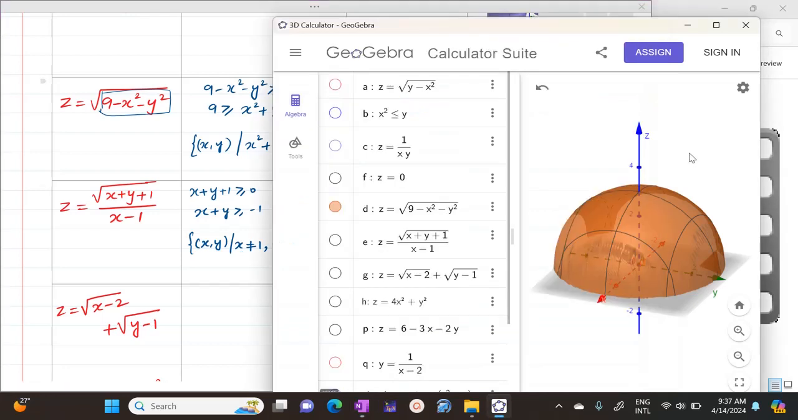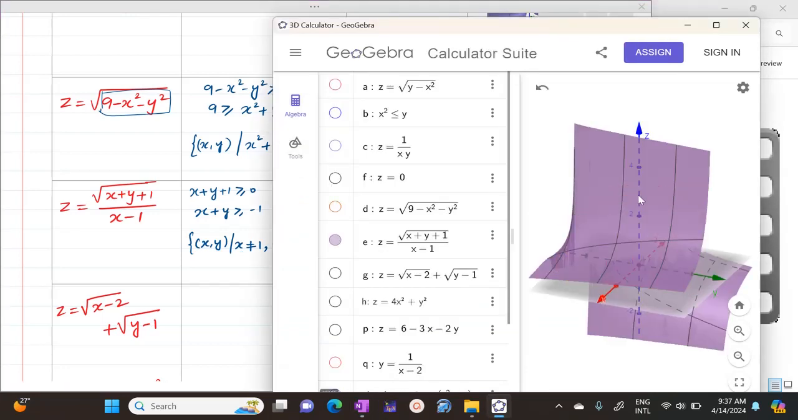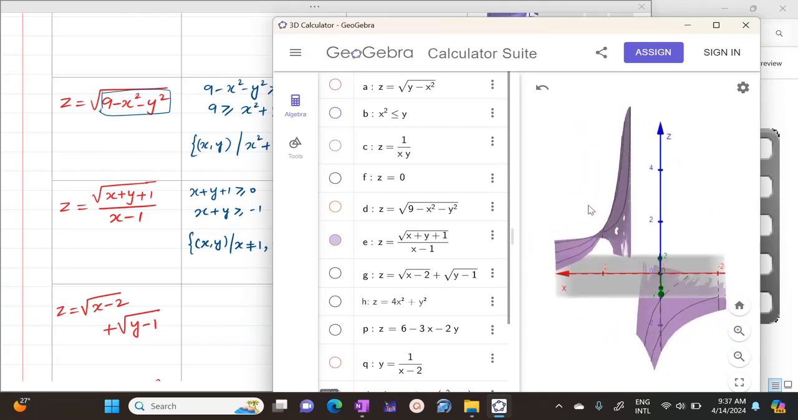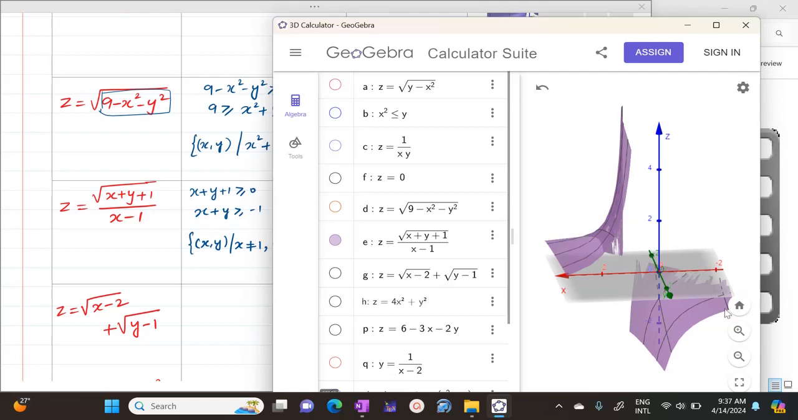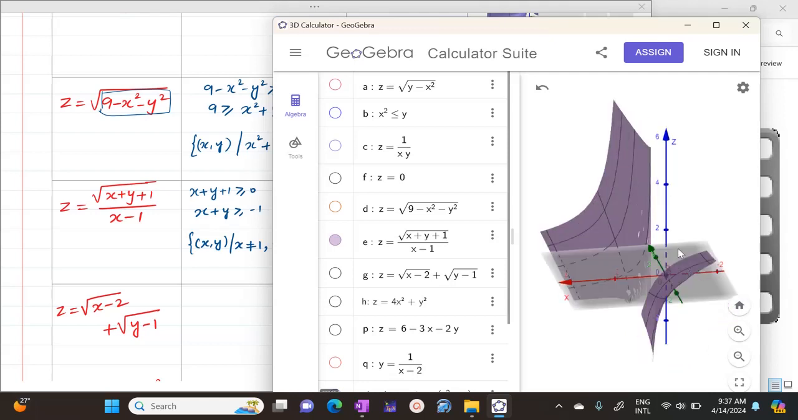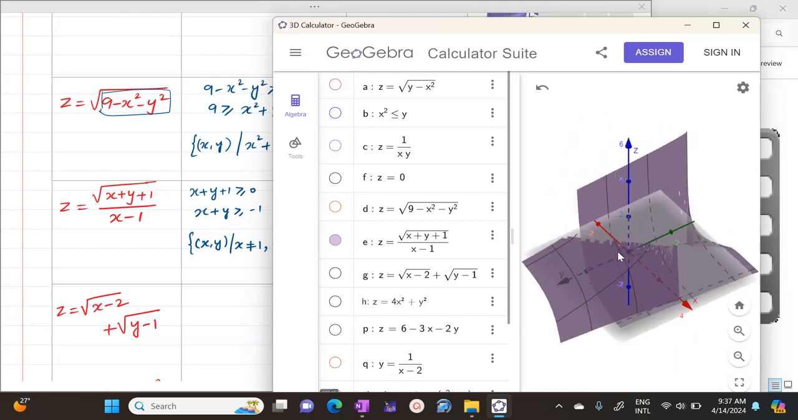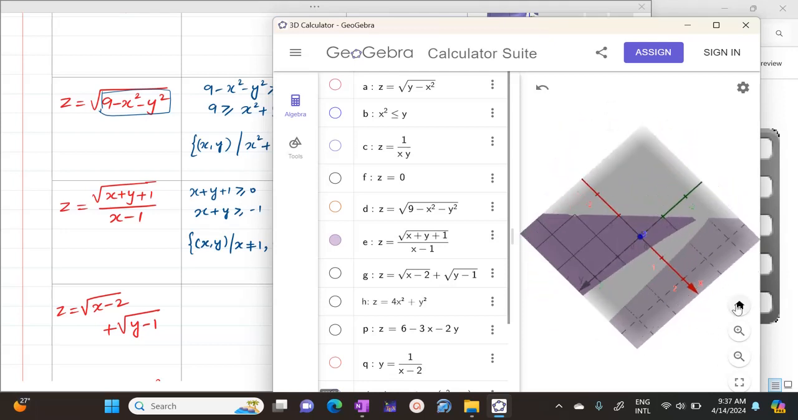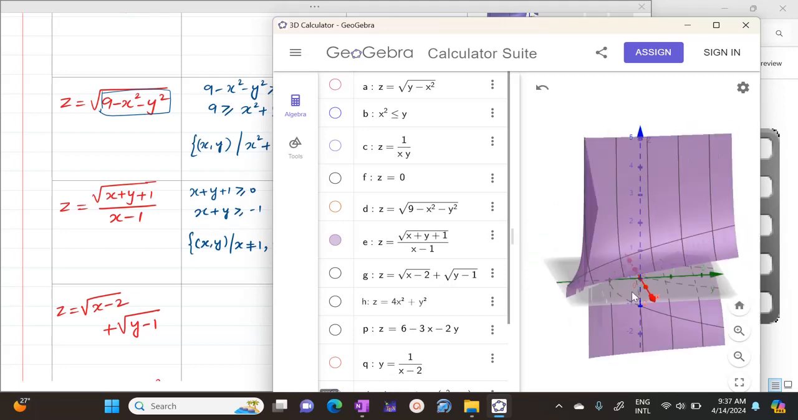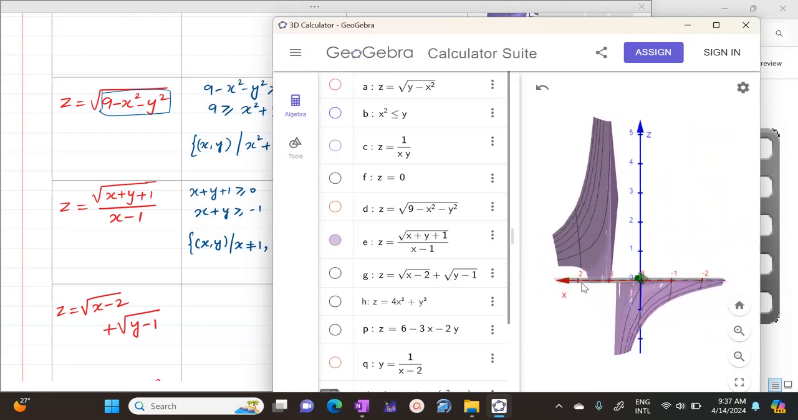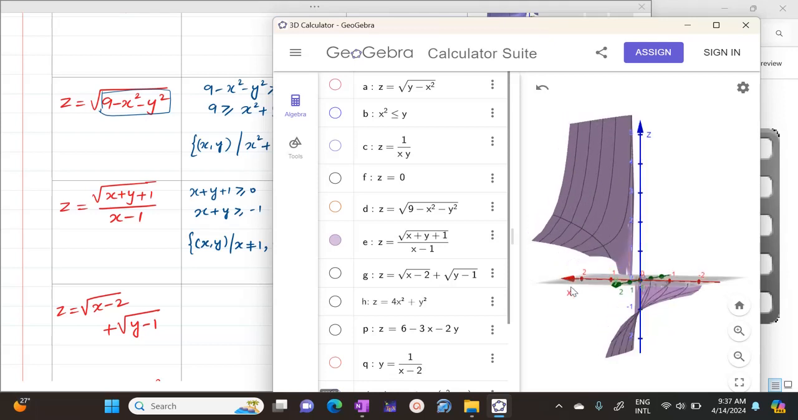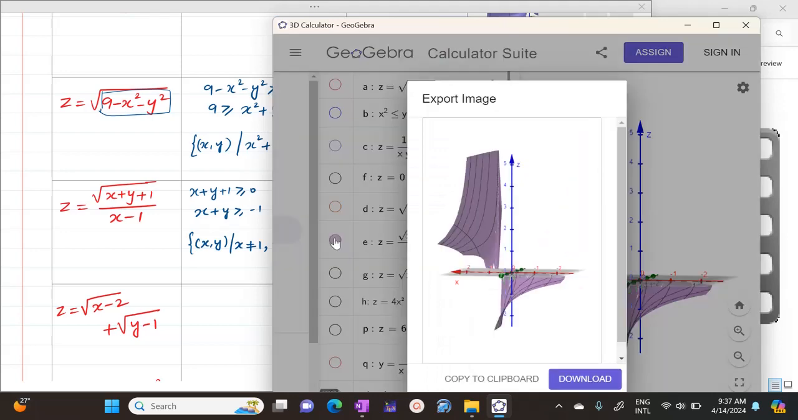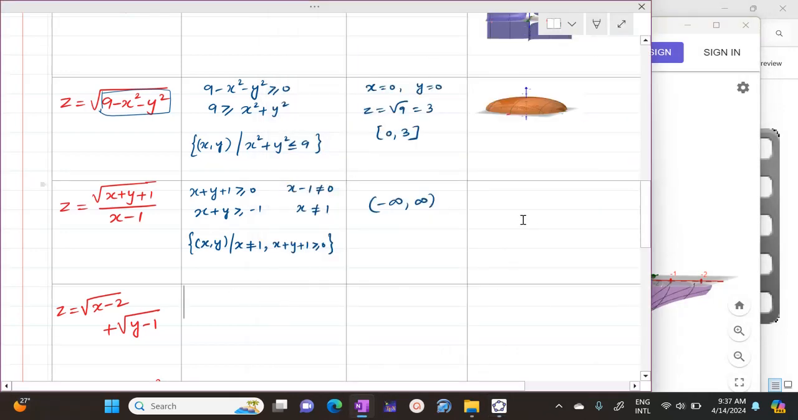If you draw the graph of this one, this is the x value. This is actually a hyperbola, so it will go to the positive side as well as the negative side. This is the upper part, this is the lower part. So we will copy, export image, and then paste.